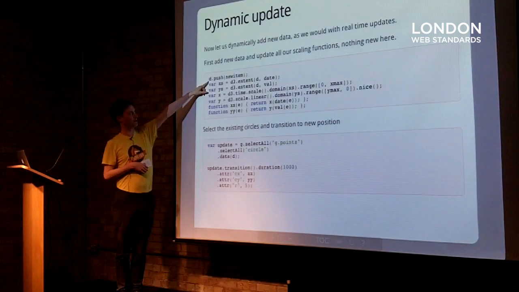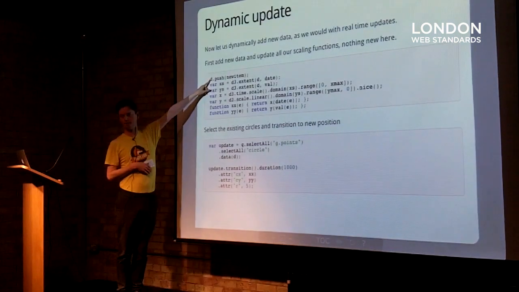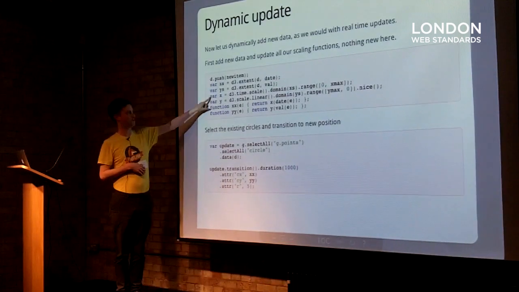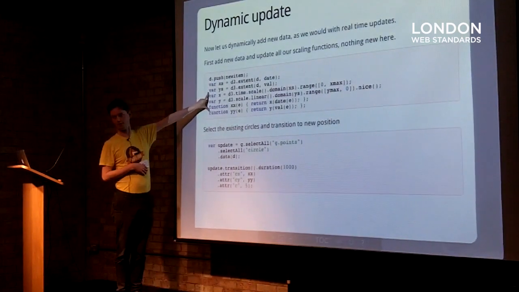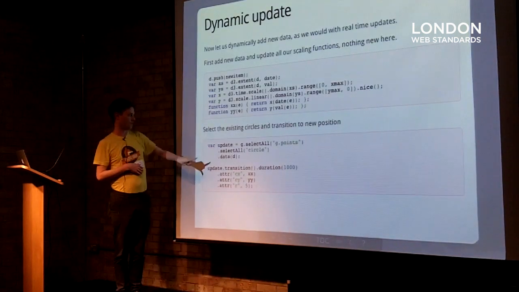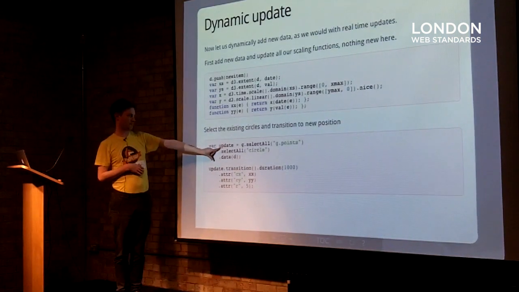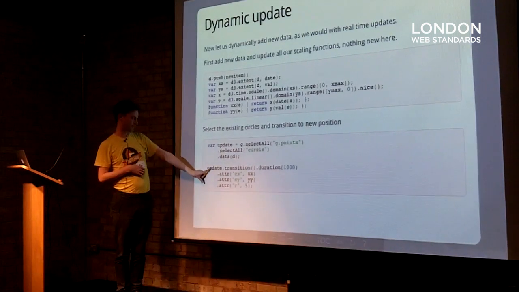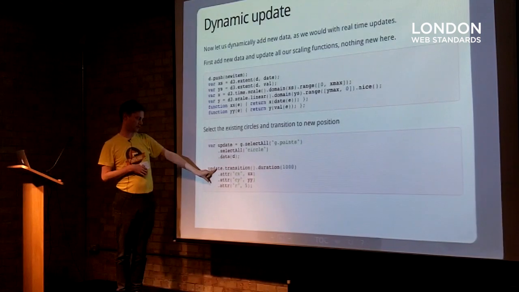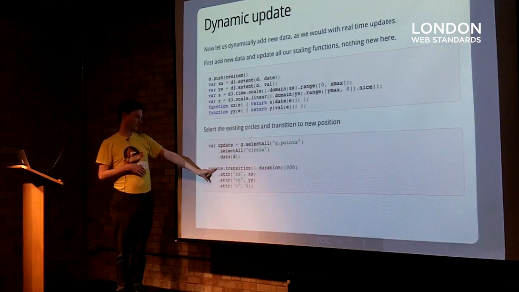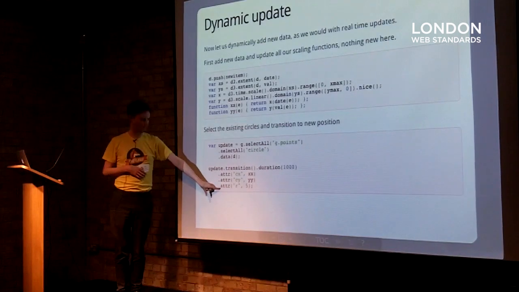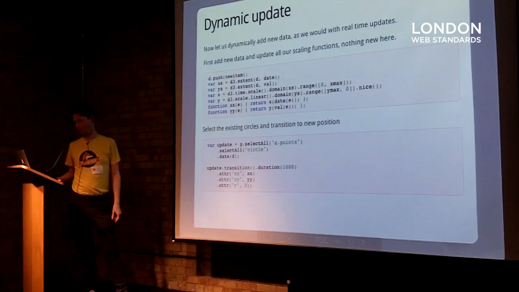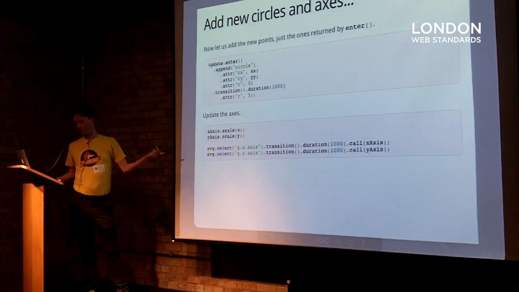So what we'll do is we'll add a new item to our data. We'll recalculate all our scales to make sure that the data now fits. We'll select our points again and apply our new data to them. And then we'll do a transition to the new position here, so that they'll all move to their new position on the new scale.